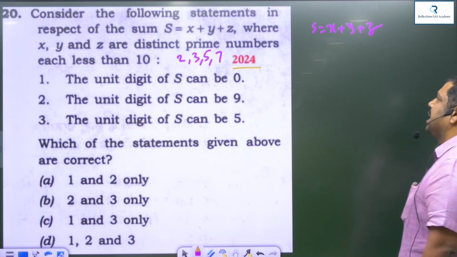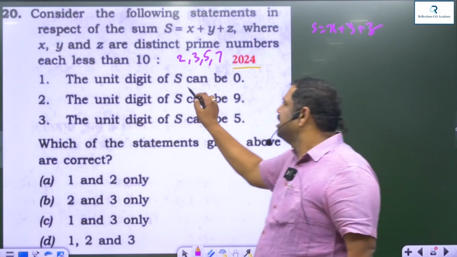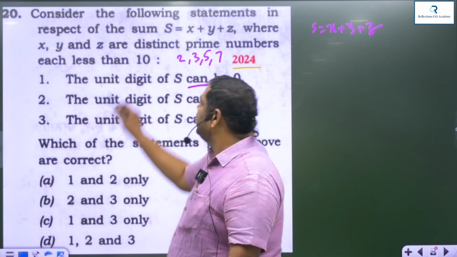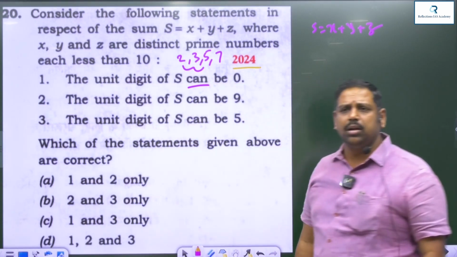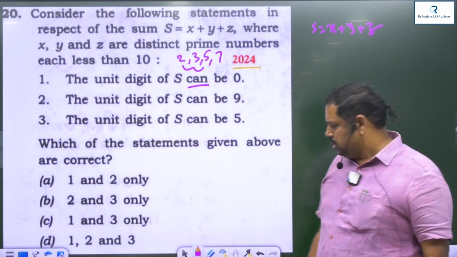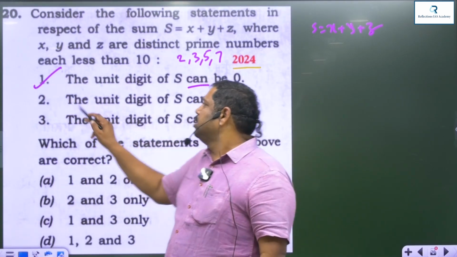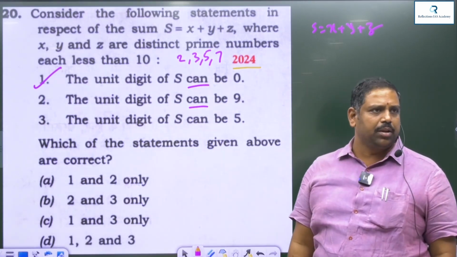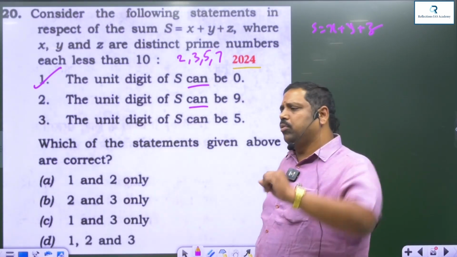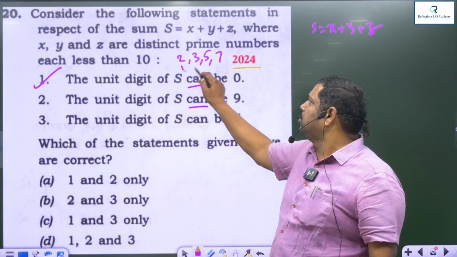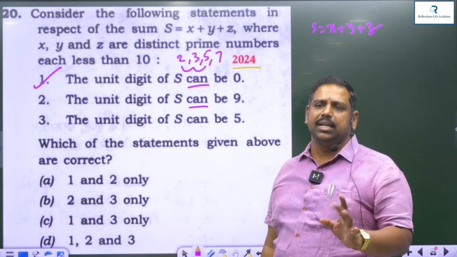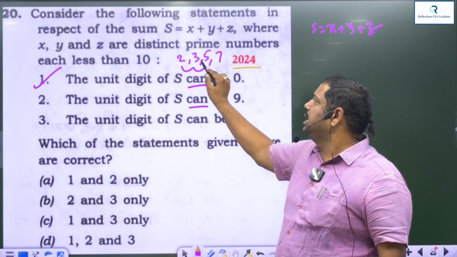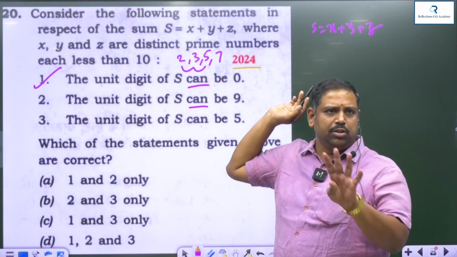Come to the first one. The unit digit of S can be 0. Yeah, he is asking can. Can means 100% or just possibility? Possibility. If I take these 3 here, what is the sum here? 0 is a possibility or not? So now tell me, first one is a possibility or not? The unit digit of S can be 9. Can be means again a possibility we have to check. So what you have to think is, these 3 you will try. Yes or no? Go in an organized manner. First you leave 7. Then you leave 5. Then leave 3. Then leave 2. Got it? 4 cases you have to verify.